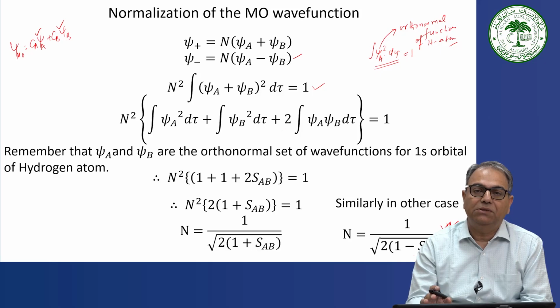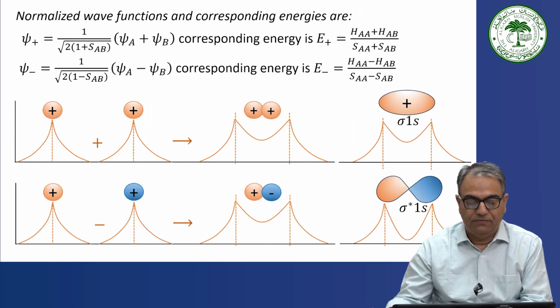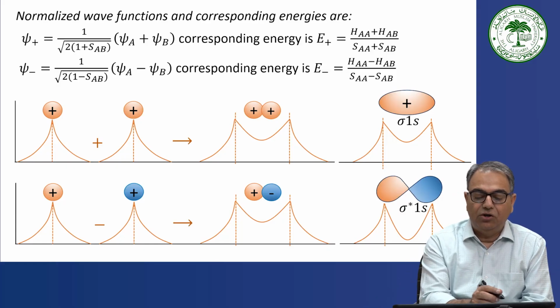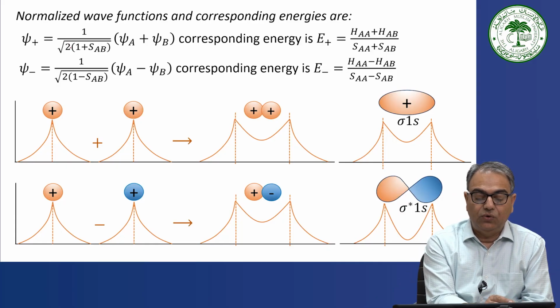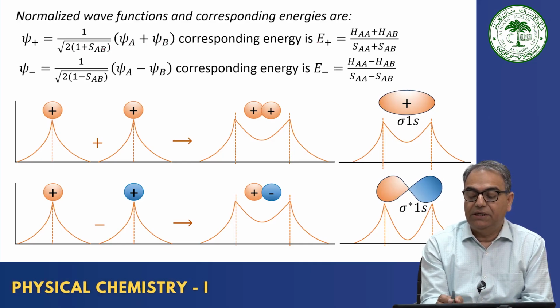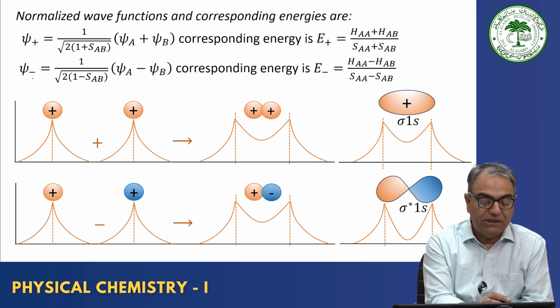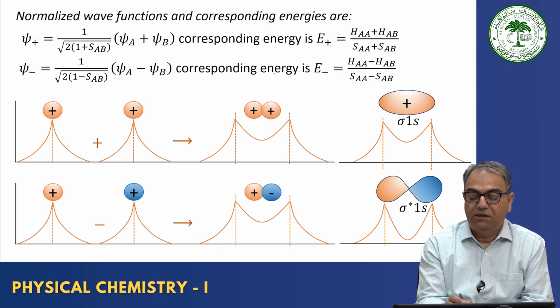of the H2 plus molecule ion, with two different energy values. So we can say that the normalized wave functions and corresponding energies are: psi plus is 1 over root 2 into 1 plus Sab, psi a plus psi b. The corresponding energy is E plus, HAA plus HAB over SAA plus SAB. Then psi minus is 1 over root 2 into 1 minus Sab, psi a minus psi b. The corresponding energy is E minus, HAA minus HAB over SAA minus SAB.